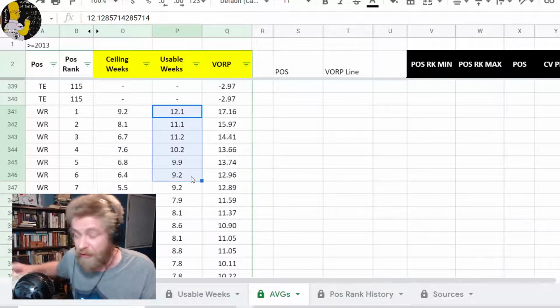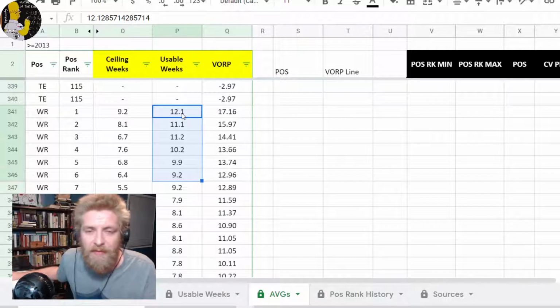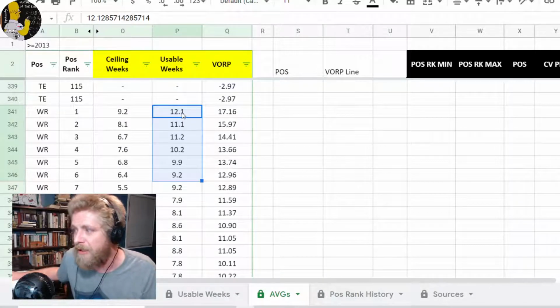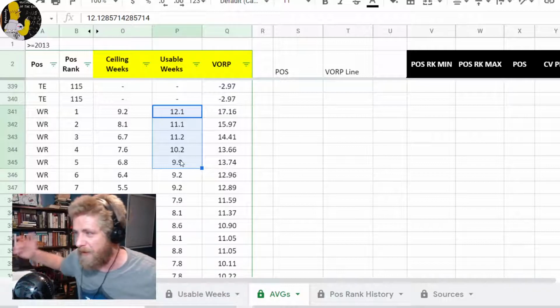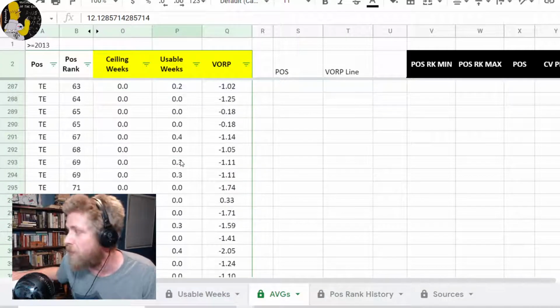Ceiling weeks, usable weeks overall, you see, obviously you have a lot more usable weeks because it's a lower threshold. Inside the top 5, they're averaging around 11 usable weeks at the wide receiver position.